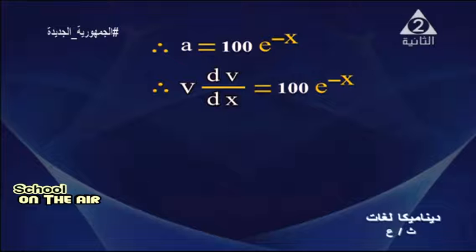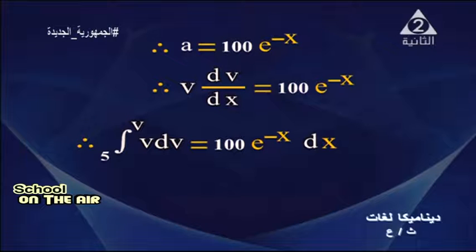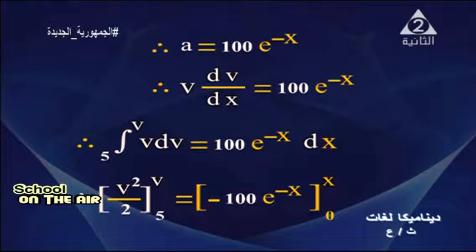The acceleration of the body equals 100 e power negative x, and we know that the acceleration equals v dv/dx. Then v dv/dx equals 100 e power negative x. Now we can integrate left hand side and right hand side after separating the variables. Then integration of v dv from 5 to v equals integration of 100 e power negative x from 0 to x. Then v power 2 over 2 from 5 to v equals negative 100 e power negative x from 0 to x.